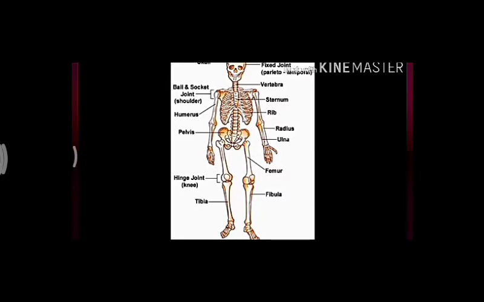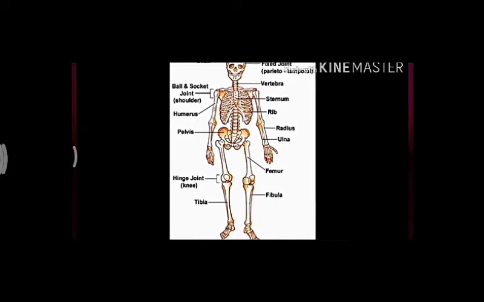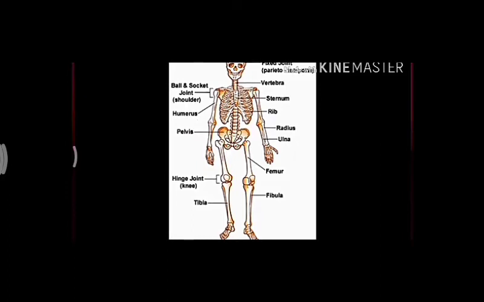The next one is backbone, vertebral column. General features of backbone. It is a long and hard bony structure. Our backbone consists of 33 small bones called vertebrae, which are joined together. Each vertebra has a hole in it. The spinal cord passes through these holes.